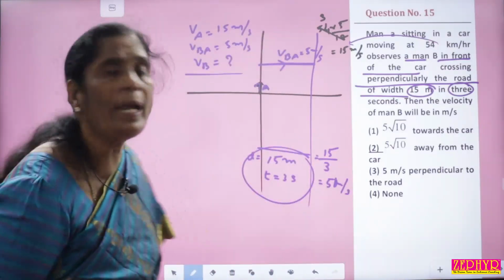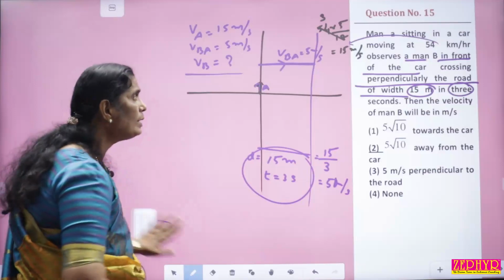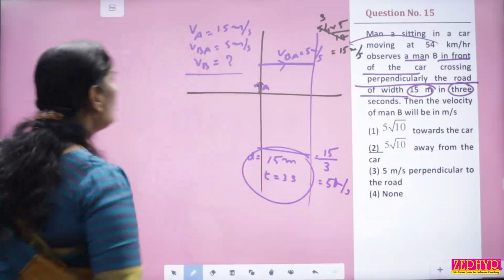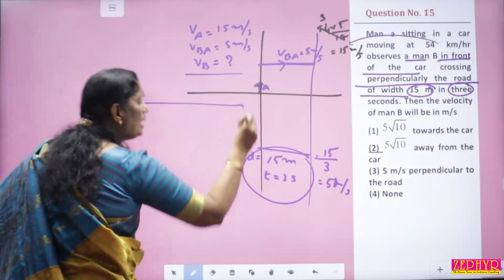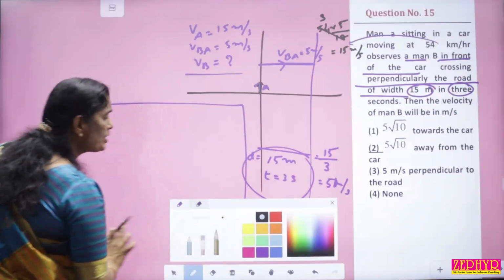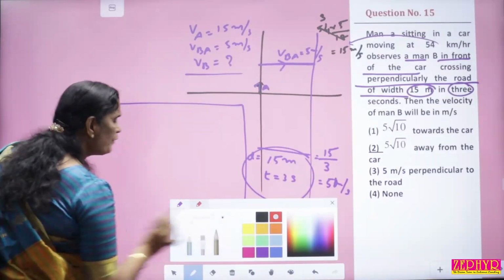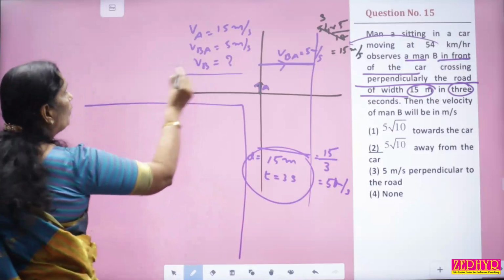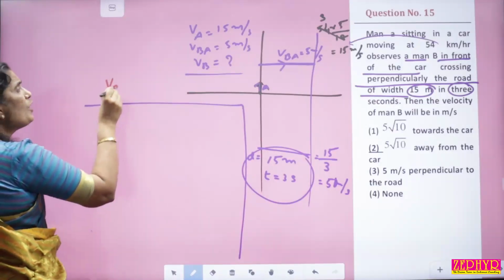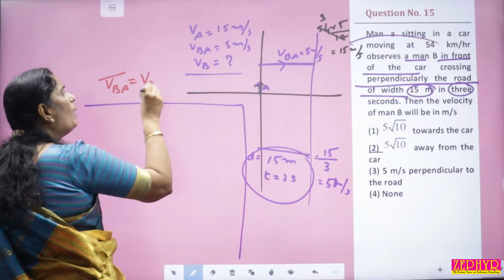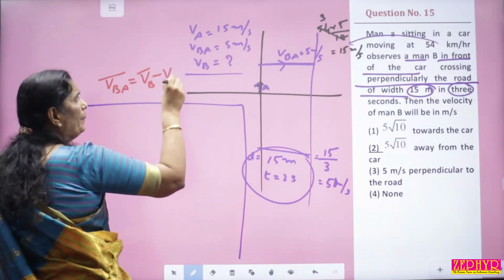That's the task. Okay. So, but don't depend on this figure. This figure is only for our understanding. Okay. So now what you have to do? You have to draw another fresh figure. Okay. Fresh figure. For that, what are the things we have to think? VBA. What is VBA? Velocity of B with respect to A is nothing but VB bar minus VA bar.